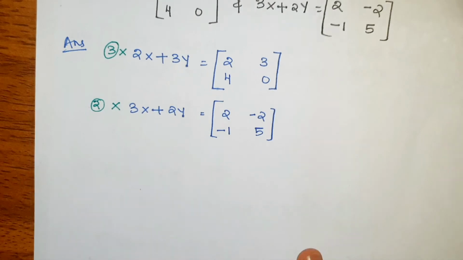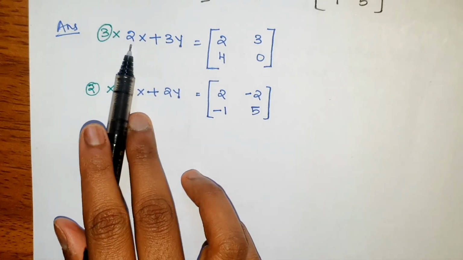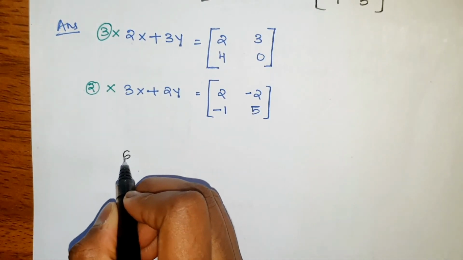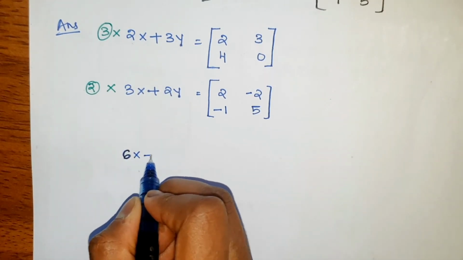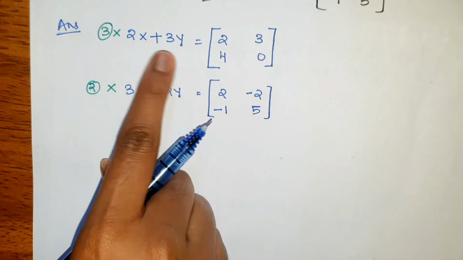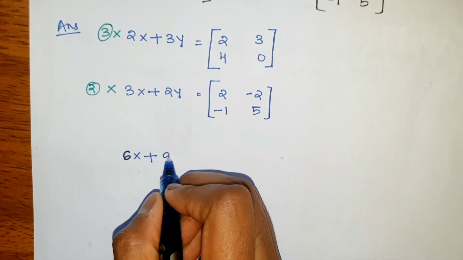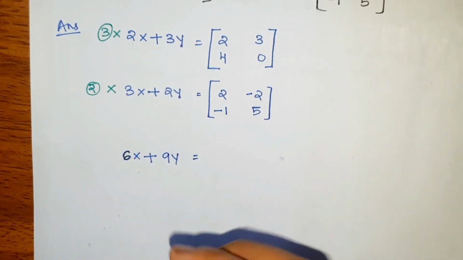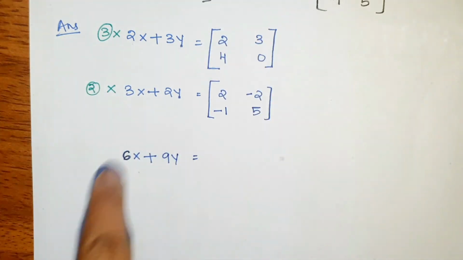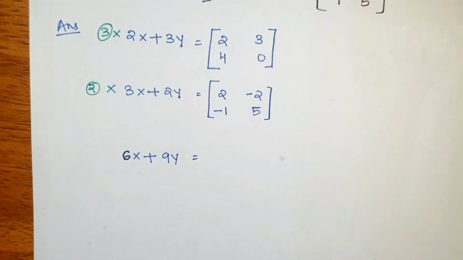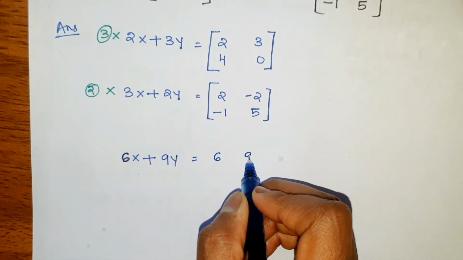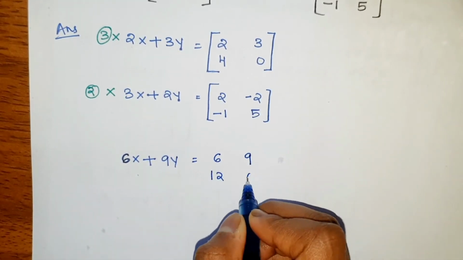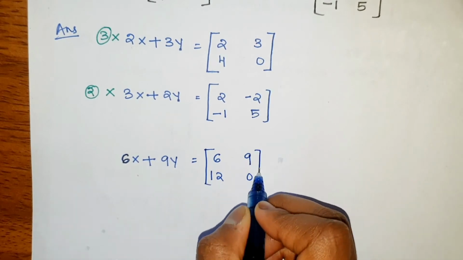So let's do that. 2 into 3, 6. So that is 6x plus 3 into 3, 9y is equal to, we have to multiply each and every element inside the matrix also. So 3 2s are 6, 3 3s are 9, 4 3s are 12, and this is 0.